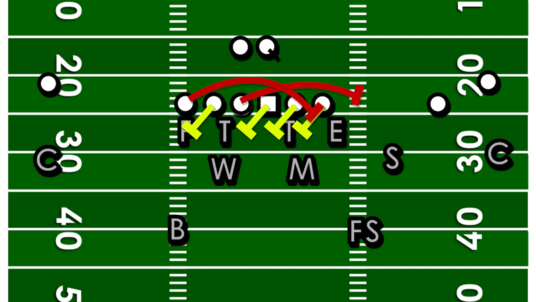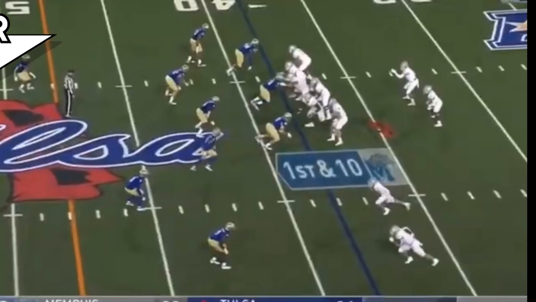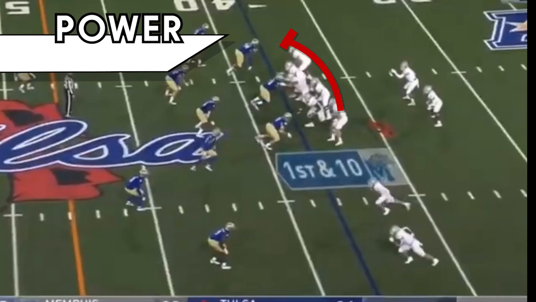The down blocks and pulling linemen are dead giveaways that you're looking at a gap running scheme. In the power play, the tight end kicks out the end man on the line of scrimmage, and the guard pulls around as lead blocker through the hole.